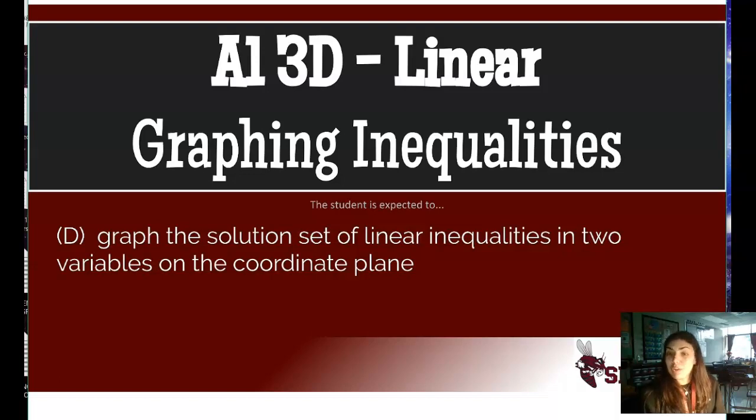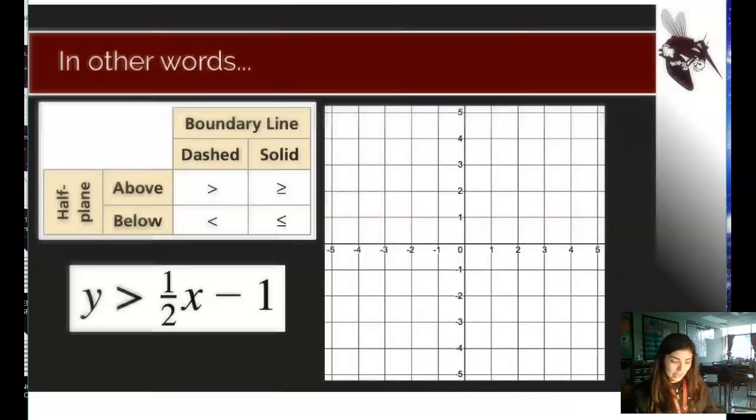TEAC 3D is all about graphing inequalities. This says the student is expected to graph the solution set of linear inequalities in two variables on the coordinate plane. Just going to need to literally be able to graph it. So what a question might look like, it might say graph the following solution set.